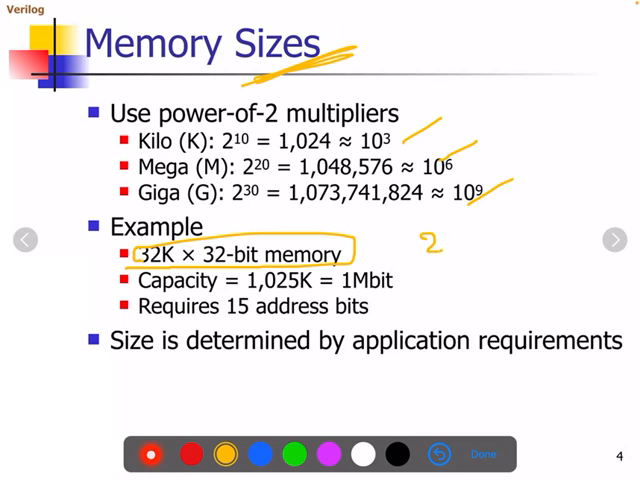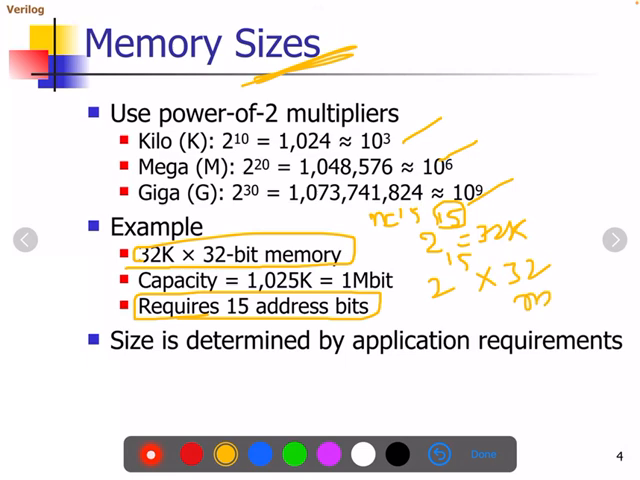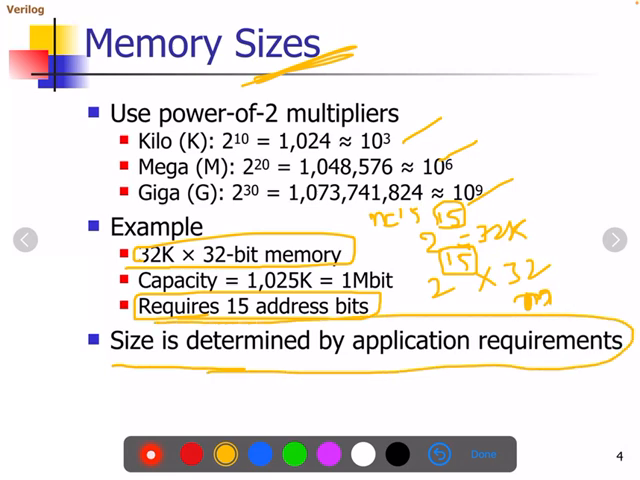32k is 2 to the power of 15. So n is equal to 15. That means 15 address bits are required in order to form this size of memory. So 2 to the power of 15 by 32 bit. Here 32 bit is m. All the memory locations have the same size, that is 32 bit. So the total number of locations is 2 to the power of 15, which is 32k. And the memory size is determined by the application requirement. Based on what application we are working on, the memory sizes will be defined.